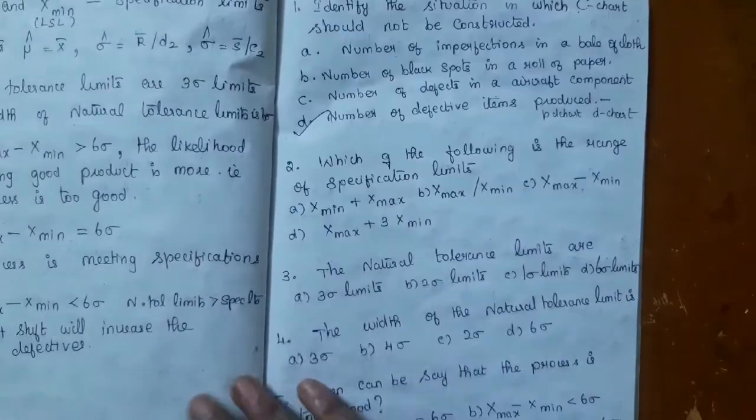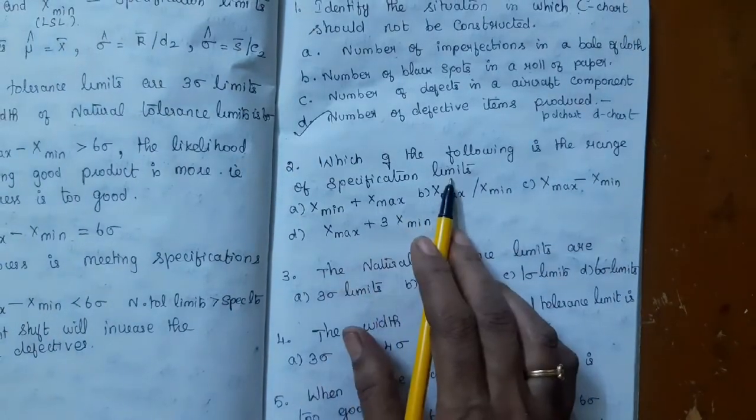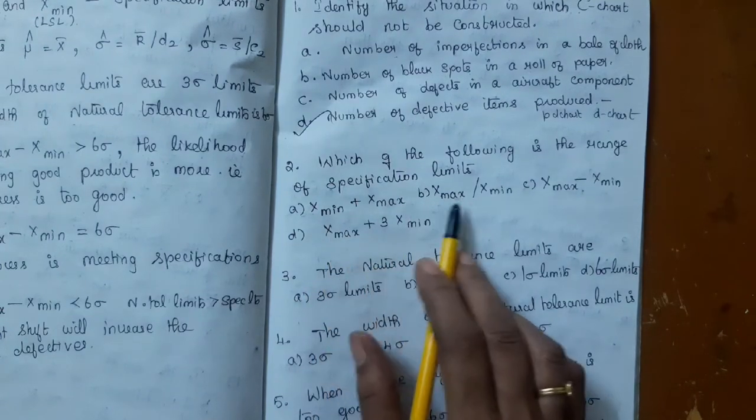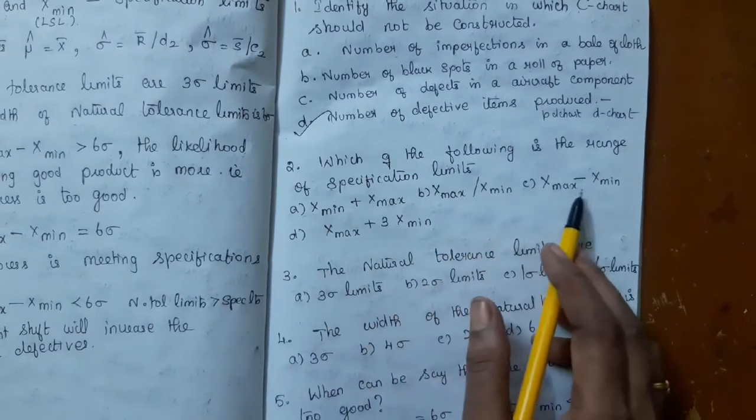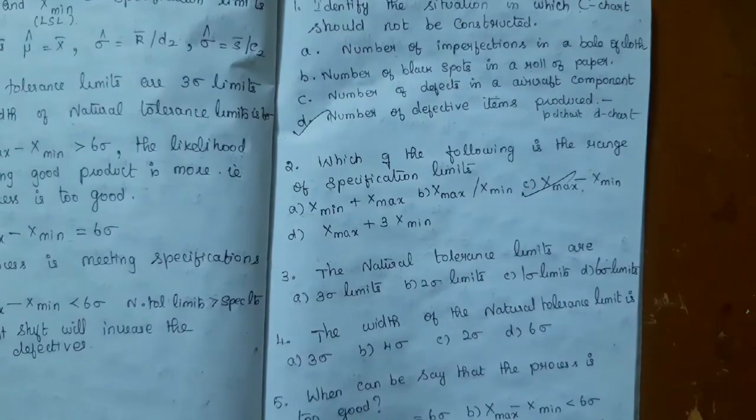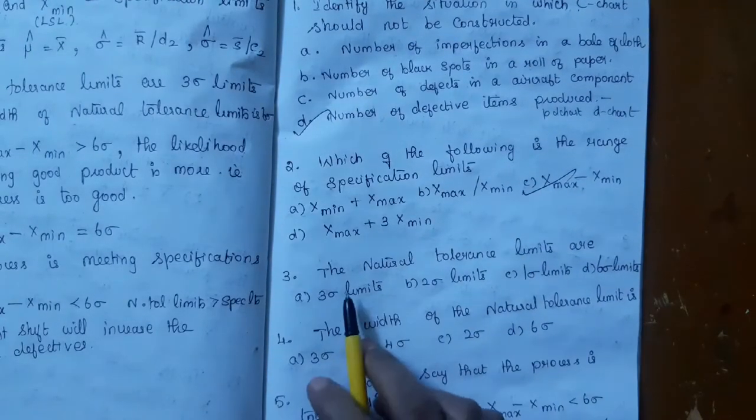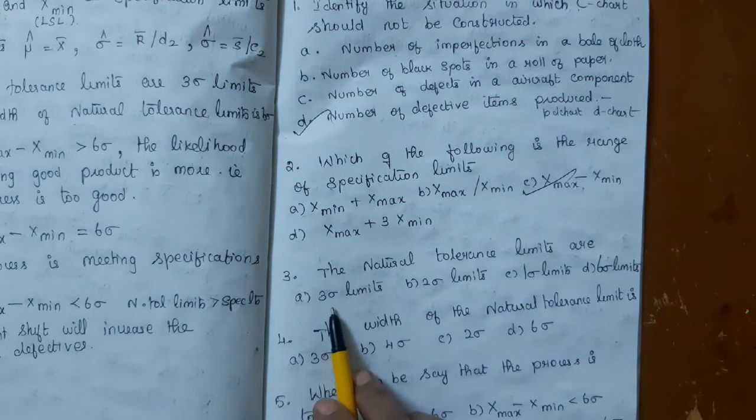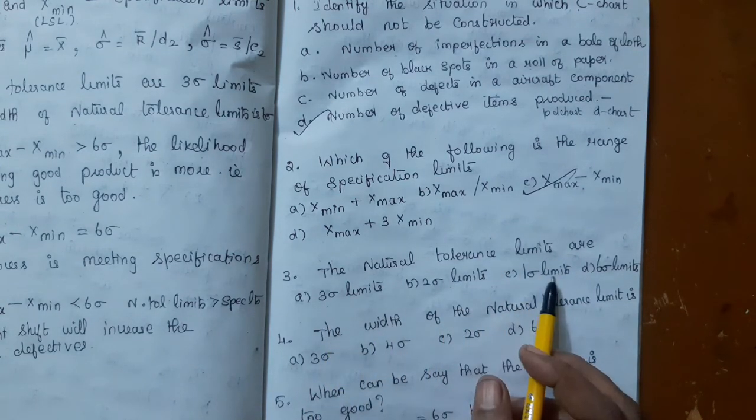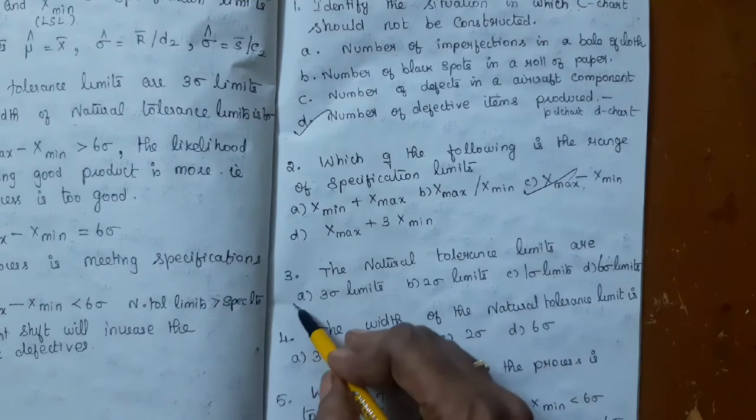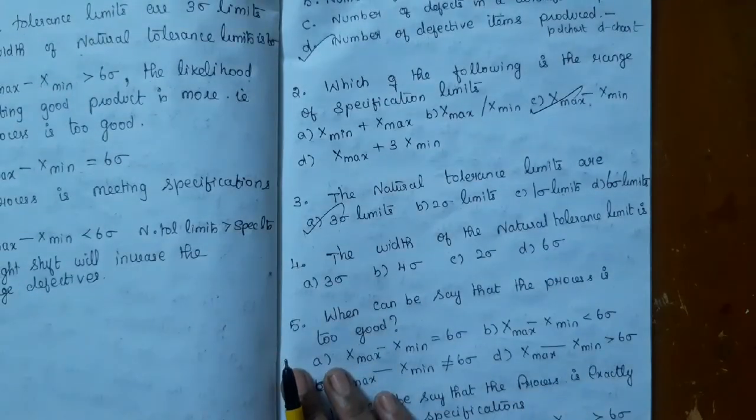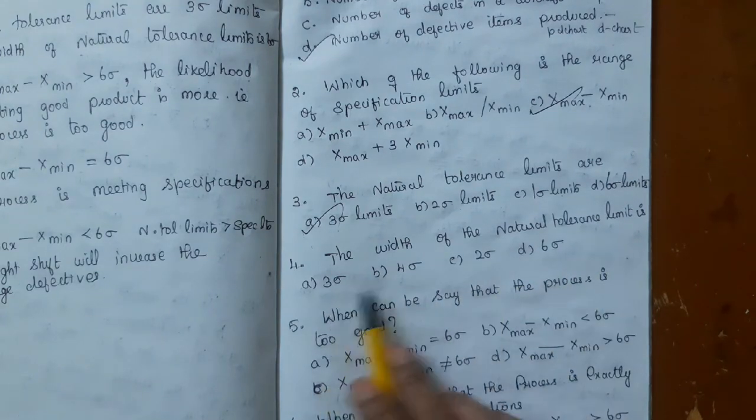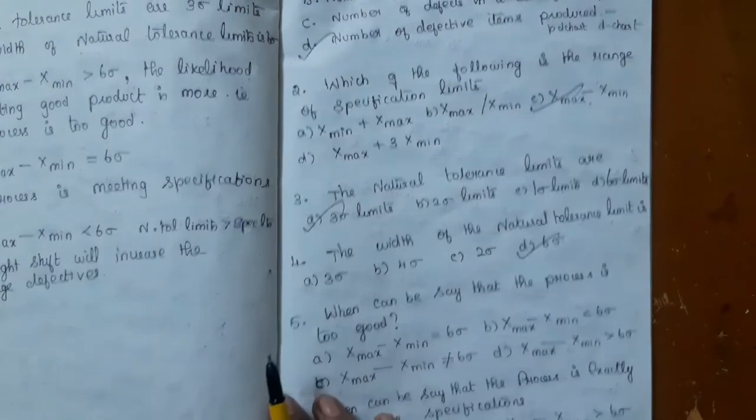Which of the following is the range of specification limits? Minimum value plus maximum value? No. Maximum by minimum? No. Maximum minus minimum. Right. The natural tolerance limits are 3 sigma limits, or 2 sigma limits, or 1 sigma limits, or 6 sigma limits. 3 sigma limits are the natural tolerance limits. The width of the natural tolerance limits is 6 sigma.